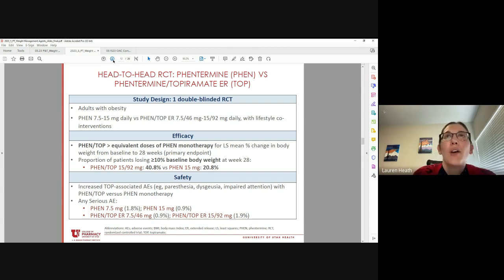As expected, more phentermine-associated adverse effects, such as paresthesia, taste disturbances, or impaired attention were observed with the combination product versus with phentermine alone. The frequency of serious adverse events was relatively low and similar among all treatment arms.